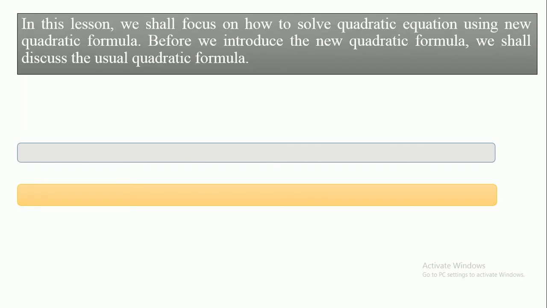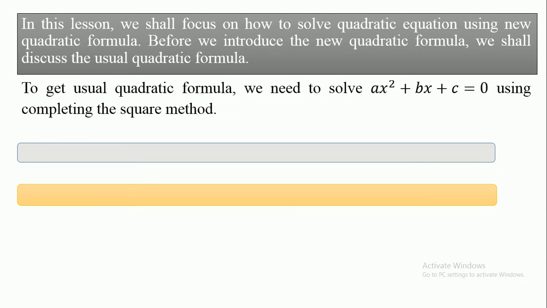Before we move on to the new quadratic formula, we shall discuss the usual quadratic formula. In our previous video, where we discussed solving quadratic equations using the completing the square method, I gave an assignment, DIY, do it yourself. Part of what I gave is for you to use the completing the square method to find the solution of the standard form of the quadratic equation ax squared plus bx plus c equals 0. If you have been able to do that, I think you'll be able to come up with a formula, which is the usual quadratic formula.